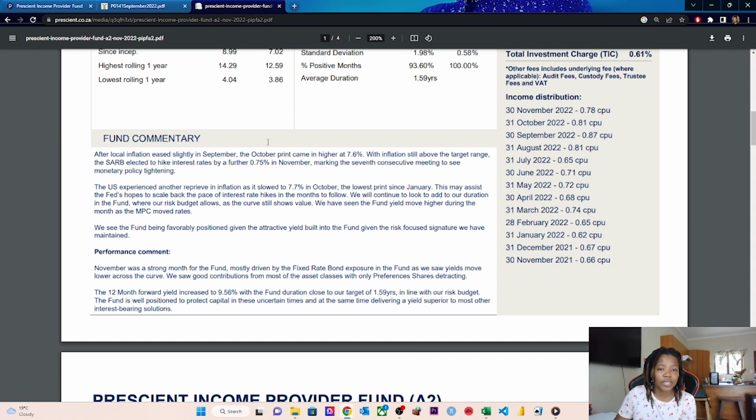So what they're basically doing here is they're explaining the economic environment. They're comparing it to the US markets, because when America sneezes, the whole world catches the flu. So here we're basically saying we see the fund in a favorable position given the attractive yield built into the fund, given the risk-first signature we have maintained.